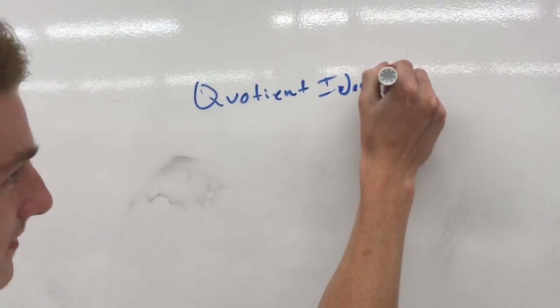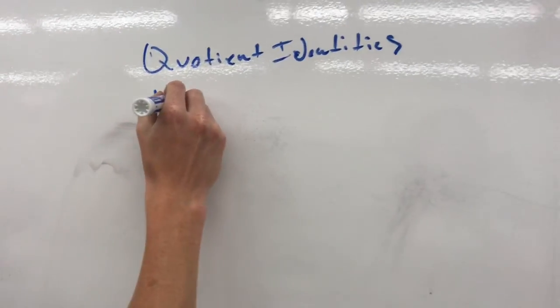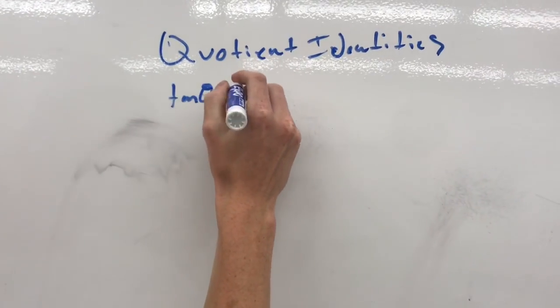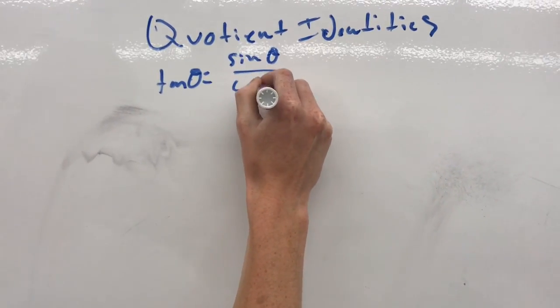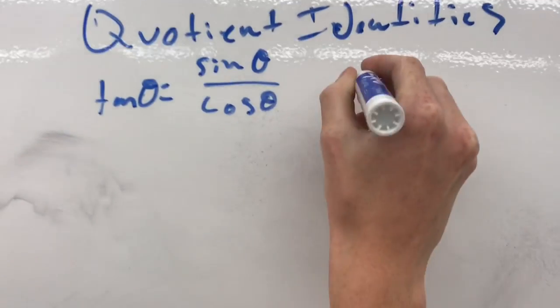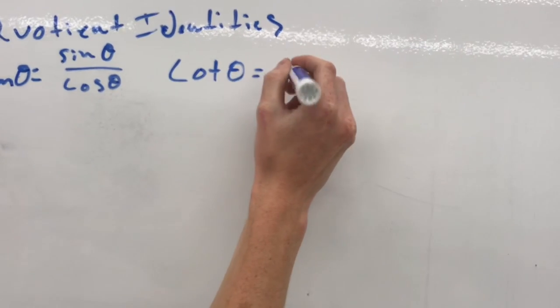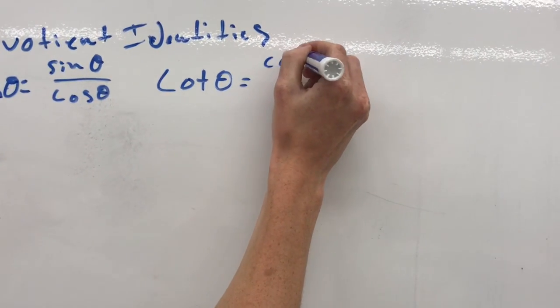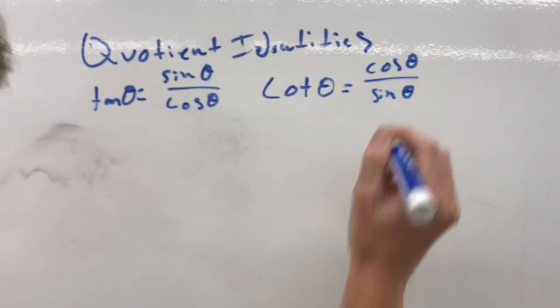Quotient identities. We're starting off here with tangent of theta equals sine of theta over cosine of theta. You're really going to want to memorize these. Memorize that. That's important. Lock it in. Inverse it. Cotangent equals cosine over sine.